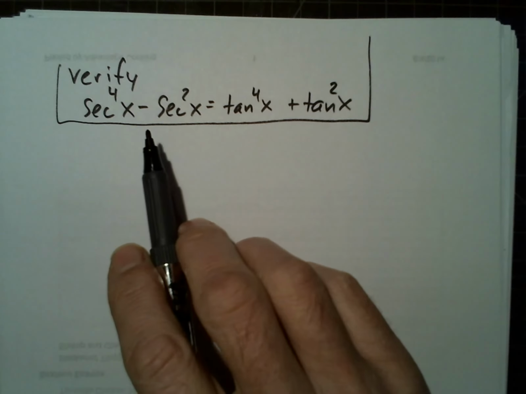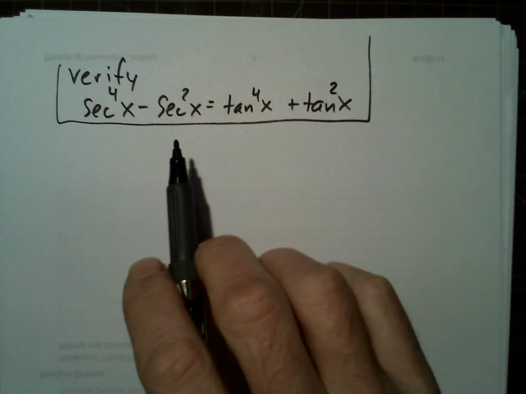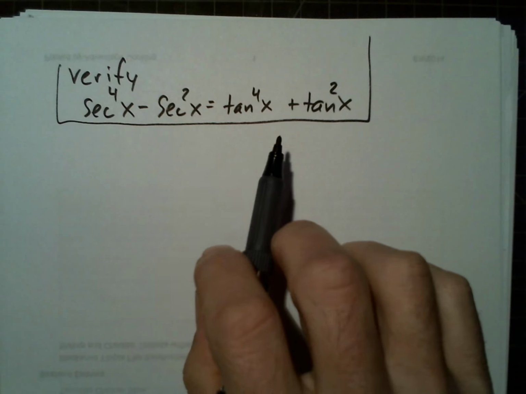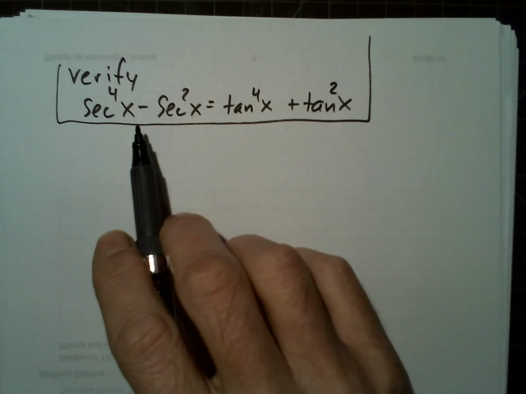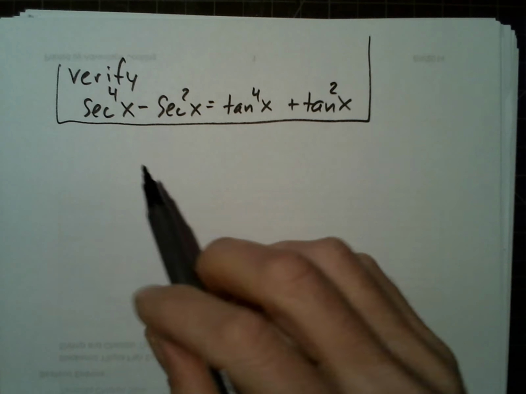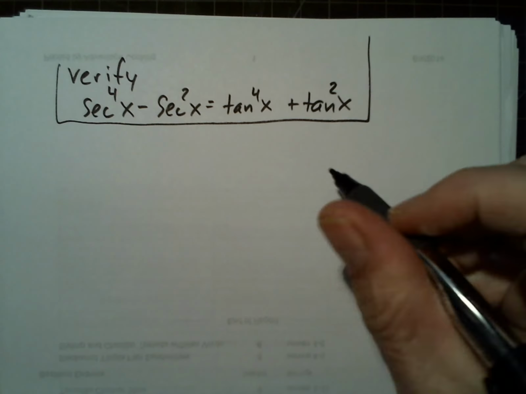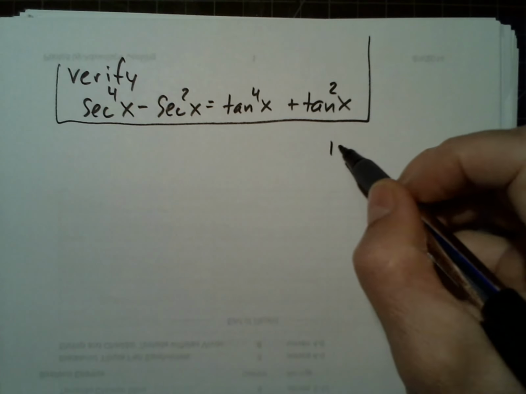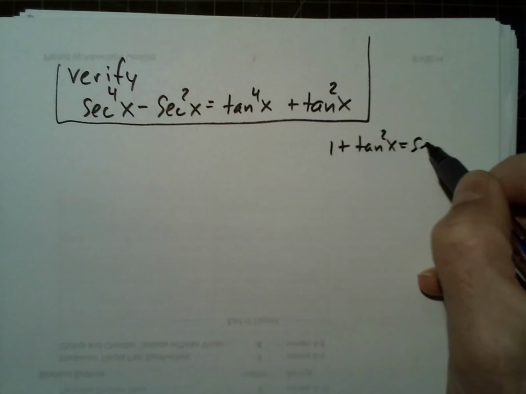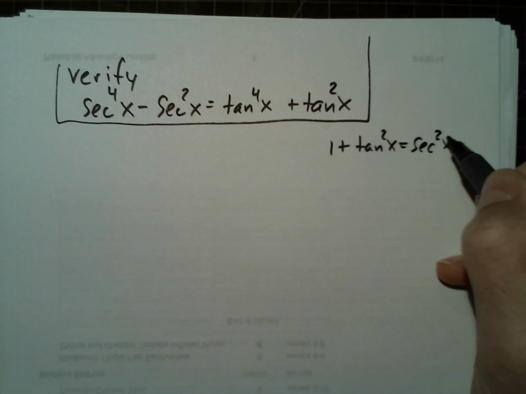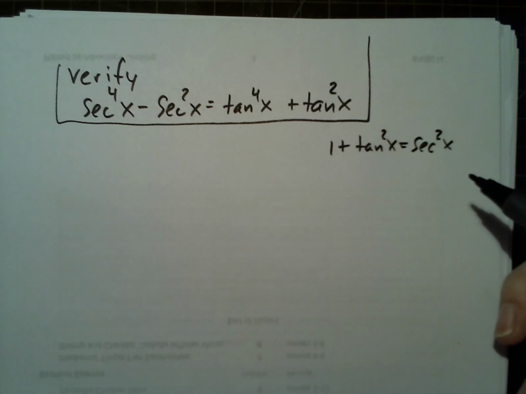So here we can work on either side to make it look like the other side. Let's work on the left side. So pause the video and try that. So let's make sure we consider 1 plus tan squared is secant squared. And it looks like that's the only one we're going to need.